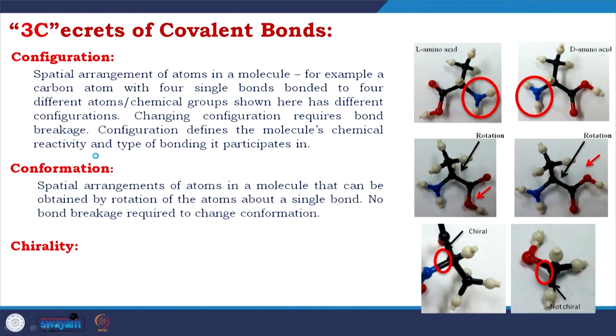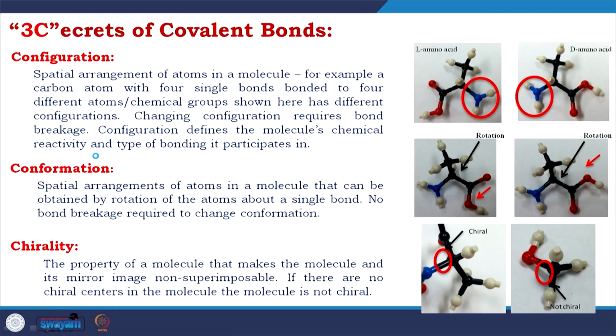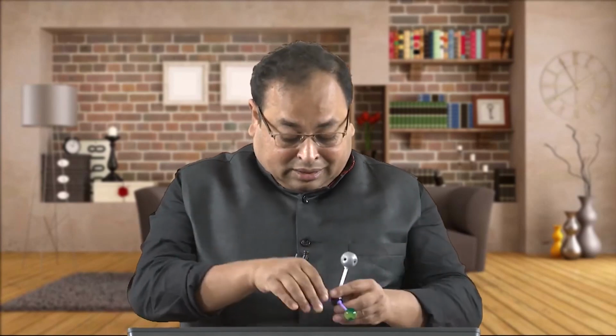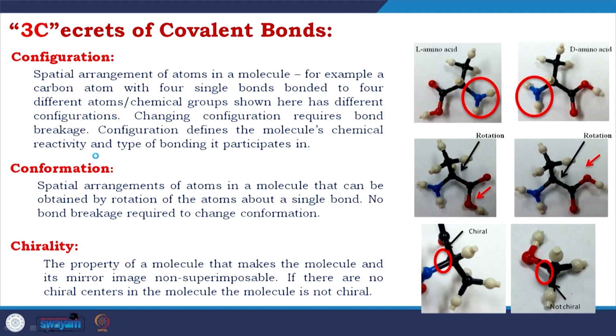I have already explained chirality, but still, if we have to understand, this is a molecule with 4 different groups connected to carbon. If instead of one of these I would put a hydrogen, then it would lose its chirality. So, chirality is the property of a molecule that makes the molecule and its mirror image non-superimposable, which we have discussed earlier. If there is no chiral center, the molecule is not chiral.